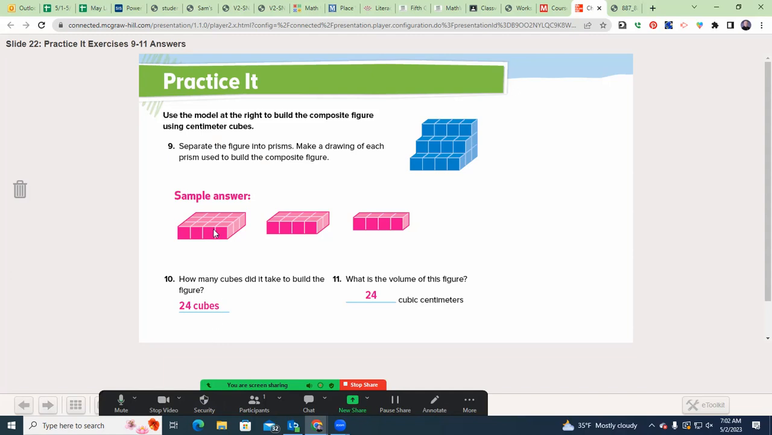Welcome back. Let's see how you did. We've got 4 times 3 is 12. 4 times 2 is 8. 12 and 8 is 20. Plus 4 by 1 is 4. 24. 24 cubes, 24 cubic centimeters.